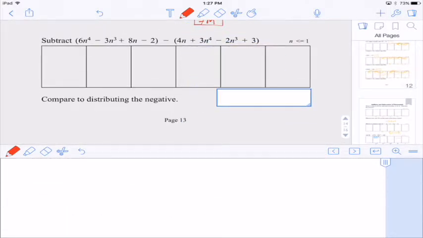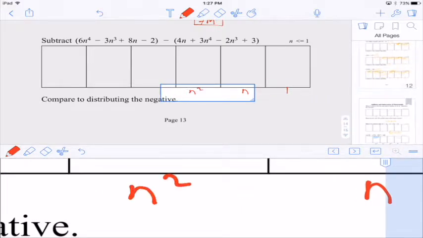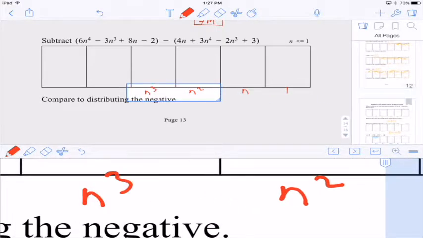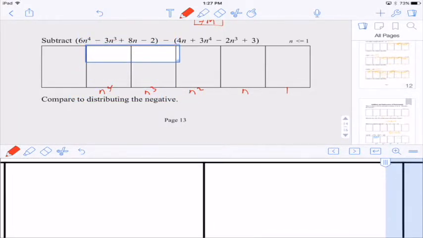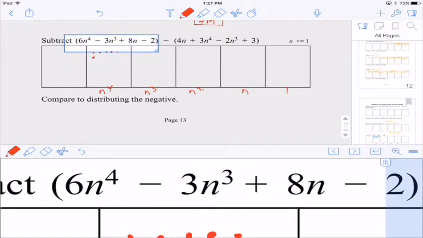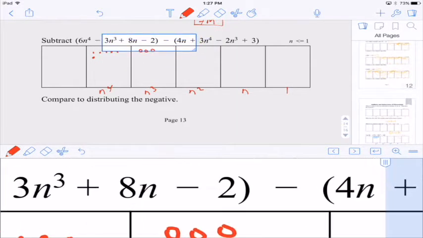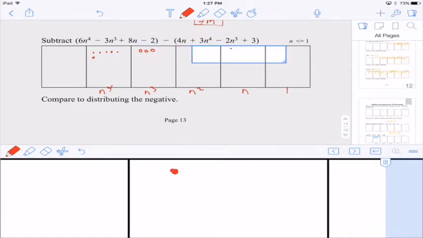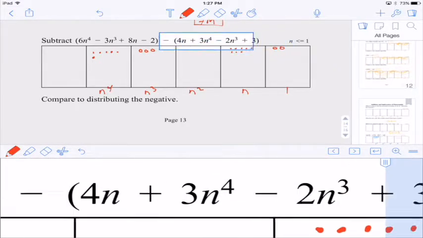So here's the last one, a little bigger. Let's put in our n's so we know what we're dealing with: n cubed, and we need to go to the fourth, n to the fourth. Okay, so I'm going to subtract. I have 6n to the fourth: 1, 2, 3, 4, 5, 6. I have negative 3n cubed, so I need anti-dots: 1, 2, 3. I have 8n: 1, 2, 3, 4, 5, 6, 7, 8. And I have negative 2, so negative, negative. Now I want to take these away.